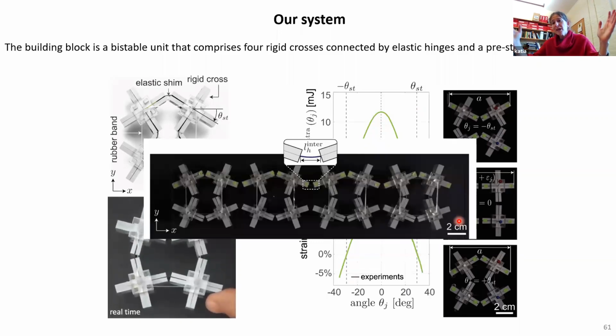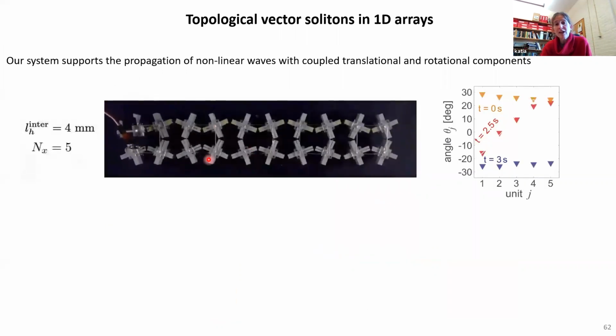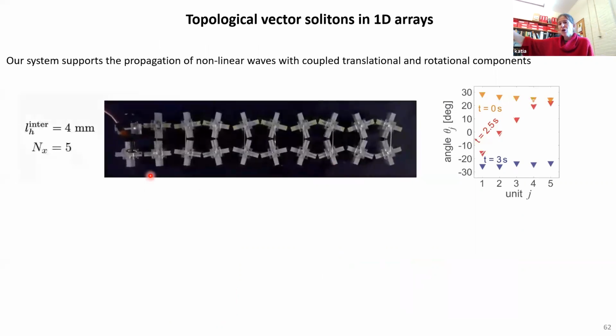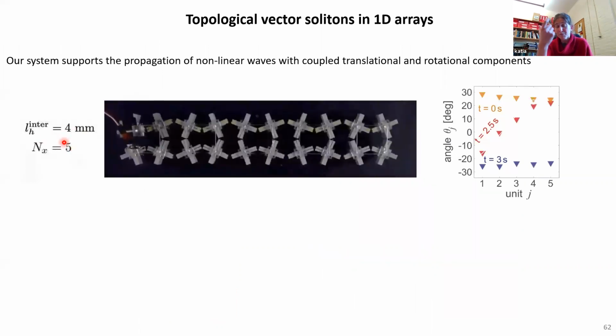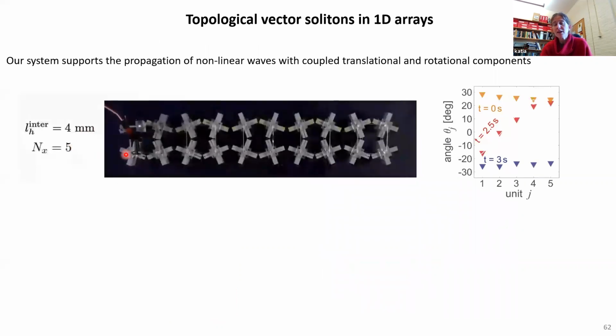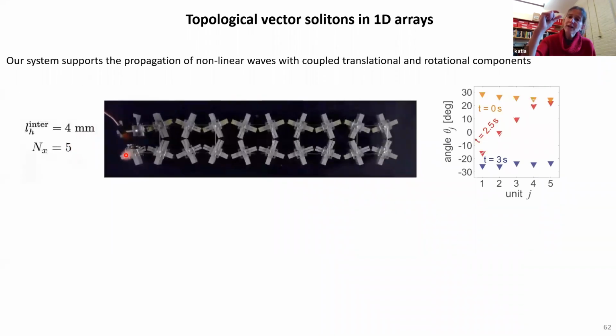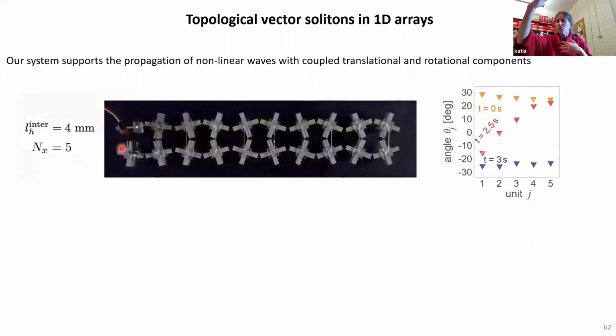Now, if we want to propagate waves, we need to create a structure somehow, right? We need to connect several of them. In this case, we connect four of them by using the same plastic shims to create these rotational edges. Now let's see how this structure behaves. Here you can see a structure where we put 5 units arranged in a 1D chain. We couple the units with hinges of length 4 millimeters. On the left, this is a linear actuator, and what this actuator does is bring the first unit from one stable configuration to the other stable configuration.